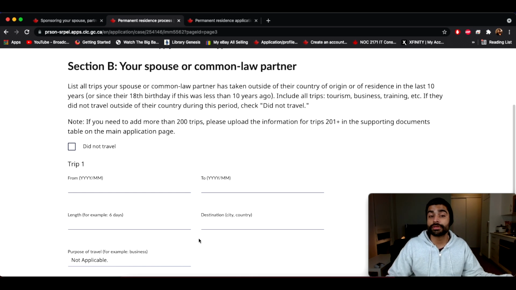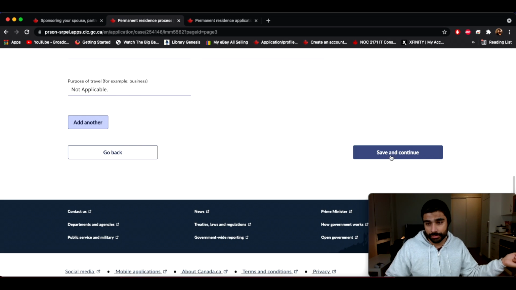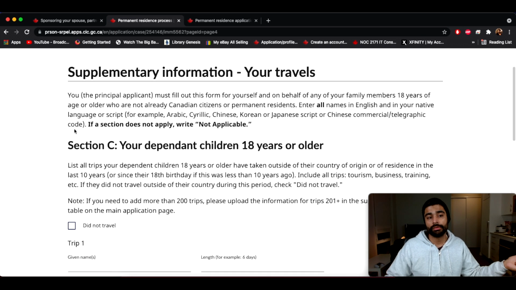If you're being sponsored by your child as a parent, then you can provide the information about your spouse here as well. Okay. And if you're being sponsored by your spouse in Canada who's a permanent resident and you still feel the need to provide information, go ahead and provide all the travel information about your sponsor here. Okay. But according to instructions, it's not really required. Shouldn't hurt your case, even if you provide it. So once you're done, hit save and continue. Move on to section C.